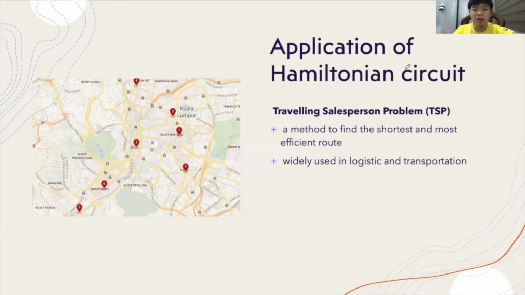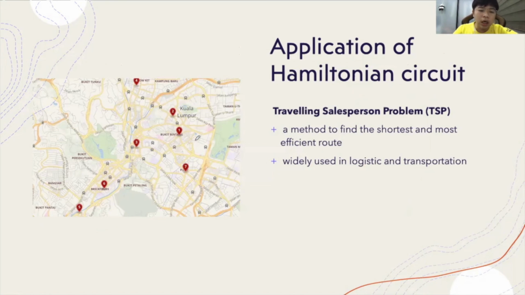The application of Hamiltonian circuits is the traveling salesperson problem. It can also be known as the traveling salesman problem. It's a method to find the shortest and the most efficient route. This method is widely used in logistics and transportation.